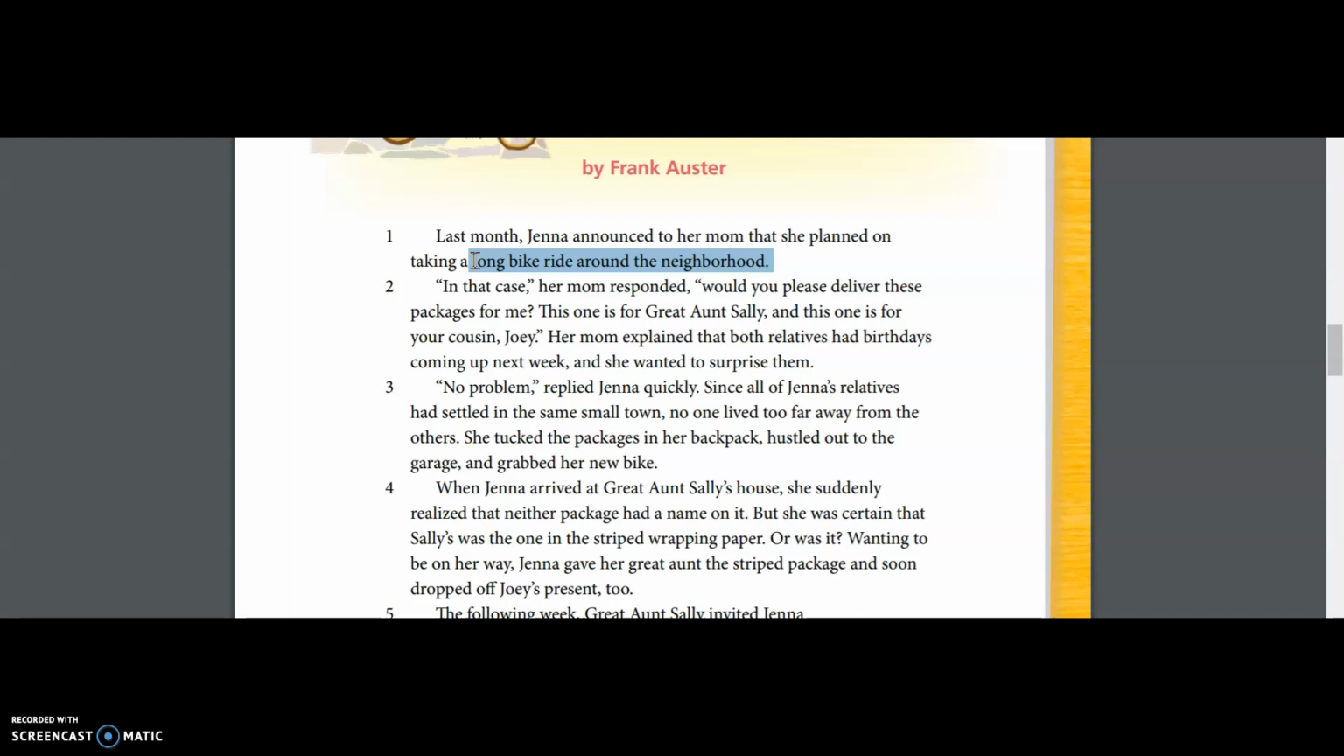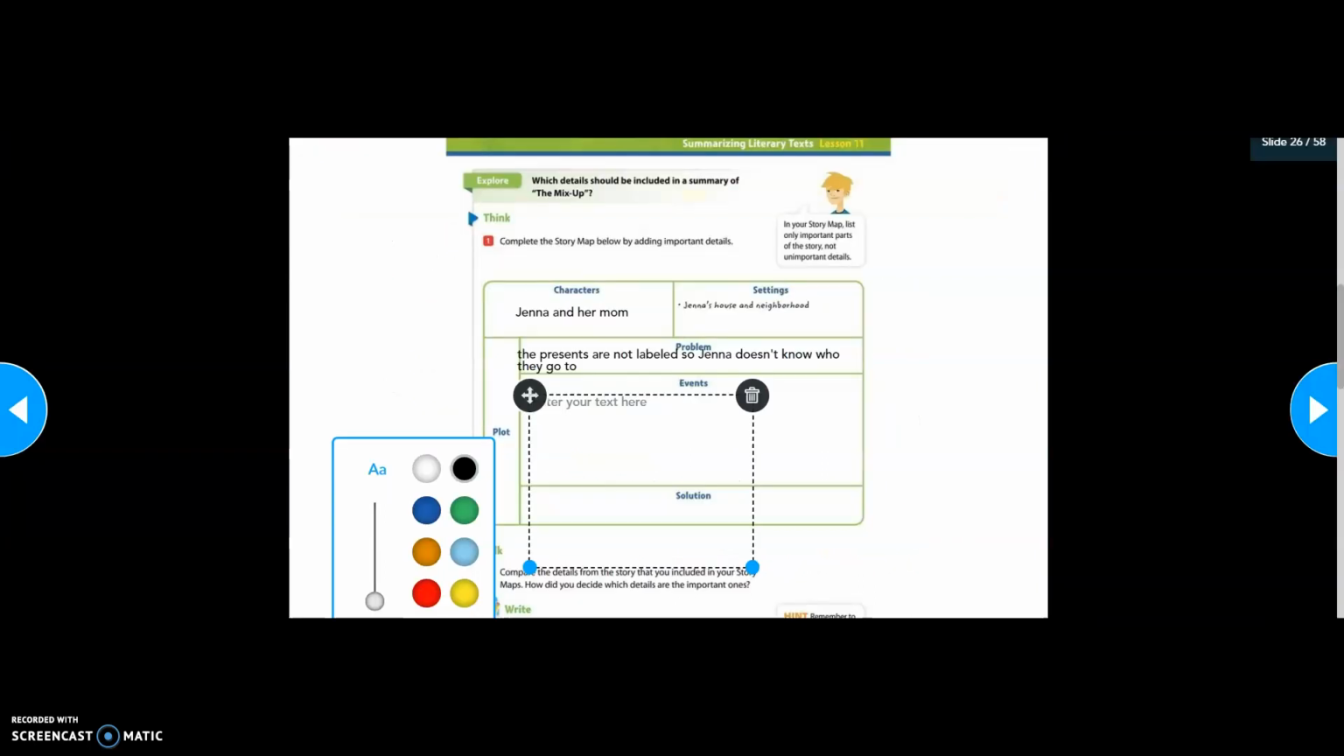I'm going to give you one last hint. Think about your who, what, when, where, why, and how, and that's going to help you come up with those major events in this story. Make sure that you complete the Nearpod in its entirety. So what I mean by that is you already have the think section with the story map that we just started completing. But I also want you to answer questions 2 and 3.